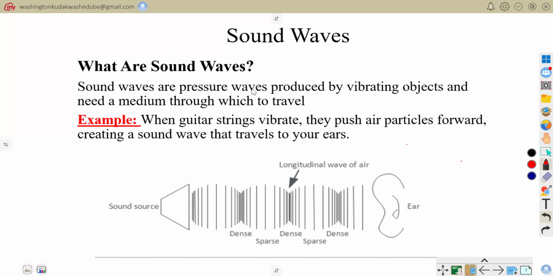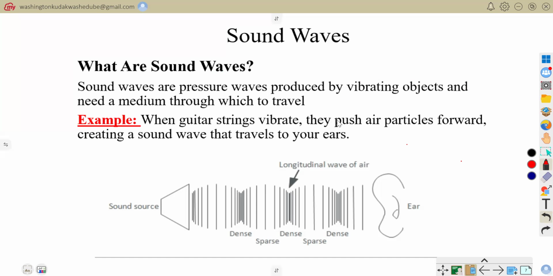Sound waves are just pressure waves that are produced by vibrating objects. Like if you pull a string and then you release it, that string will vibrate. The vibrations that come from a string, I'm sure you can actually get to hear some sound. So that is what we refer to as sound. We are saying these are just pressure waves that are produced by what? By vibrating objects. For example, take a guitar string, it vibrates.